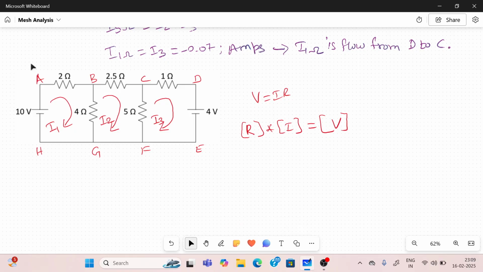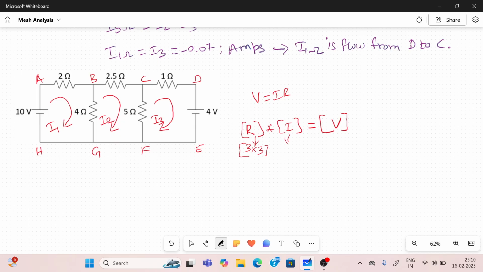First you have to form the R matrix, then the I matrix, then the V matrix. Your I matrix and V matrix are column matrices. Your R matrix is a square matrix. What is the size of your matrix? It depends upon the number of meshes. How many meshes here? There are 3 meshes. Then the R matrix should be 3 cross 3. It's a square matrix, so the size is based on the number of meshes: 3 meshes, so 3 cross 3.